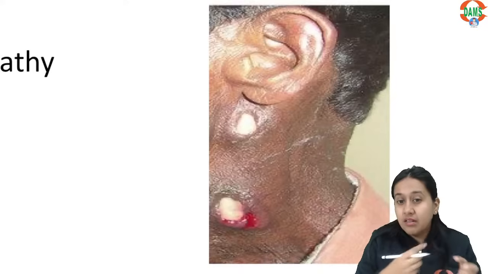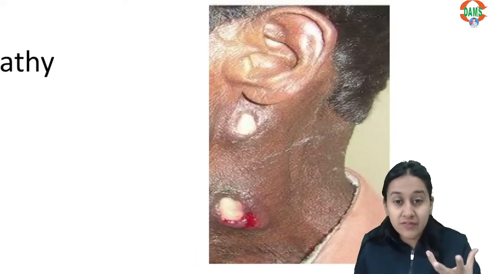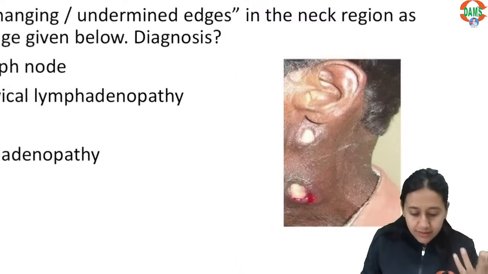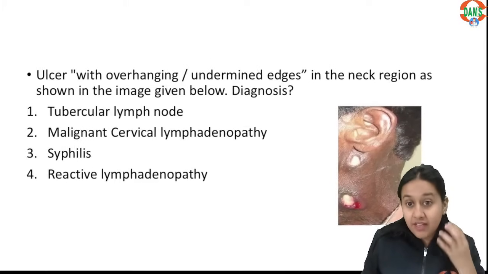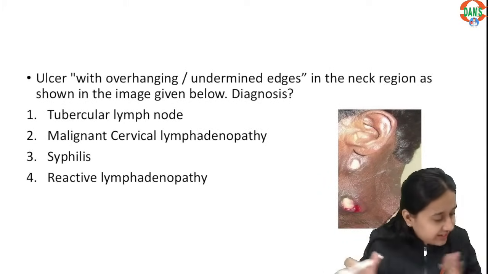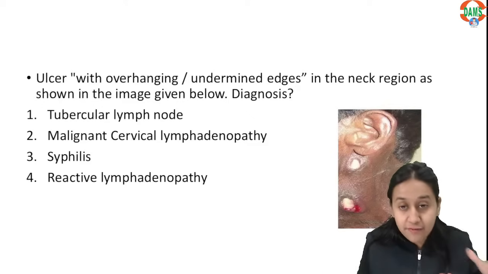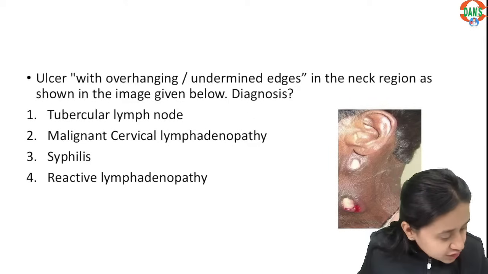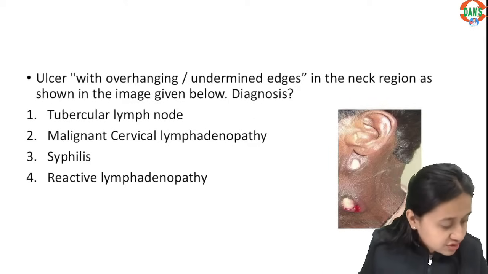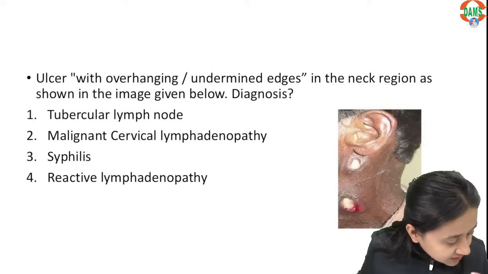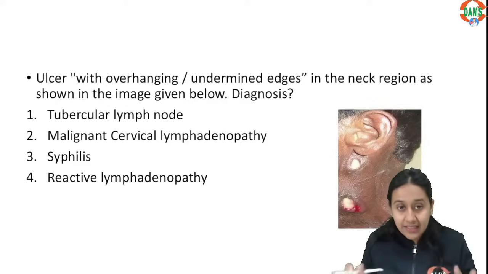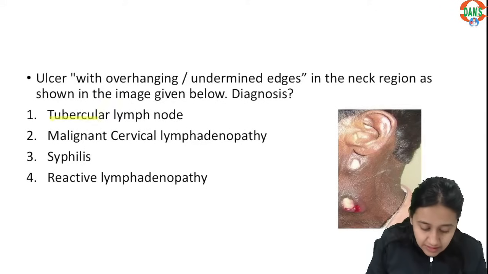You can see that they are not associated with much inflammation. They are a little bit cold in their presentation and they are present on the neck. I think I have a lot of students who are right for this question. Very nice, Rishabh, Anamika, Rajat, Shreyansh, Navdeep, Gaurav. Very nice, all of you. The correct answer is tubercular lymph node.